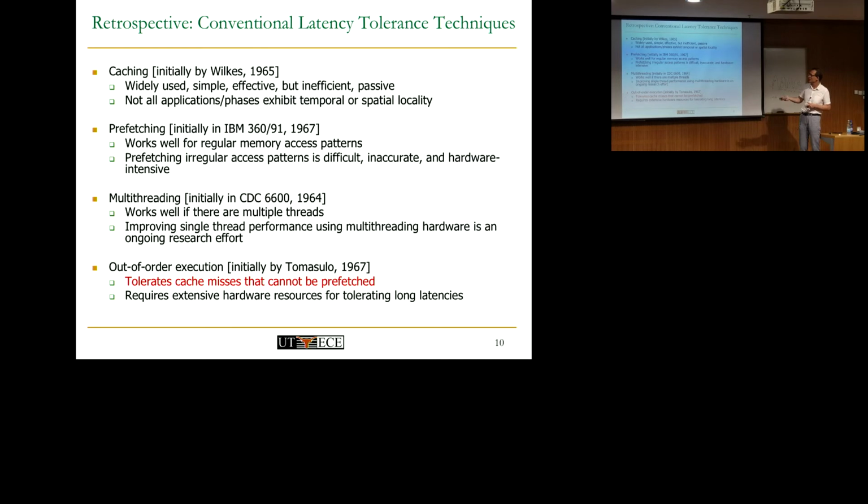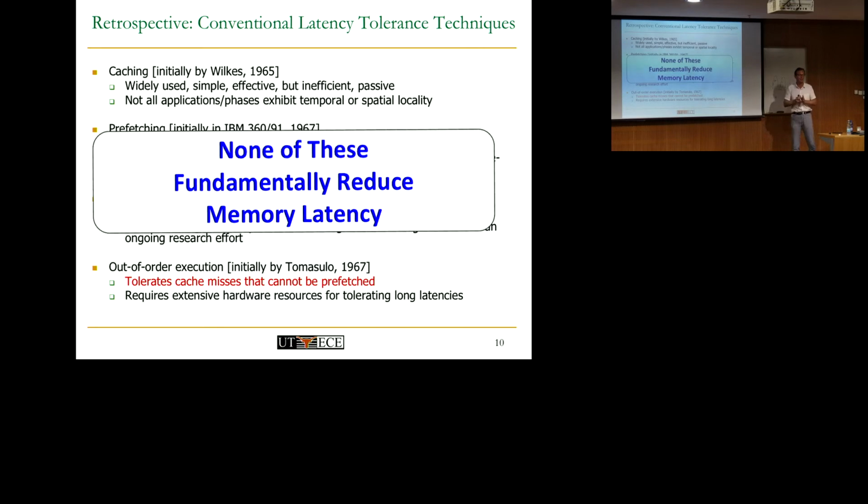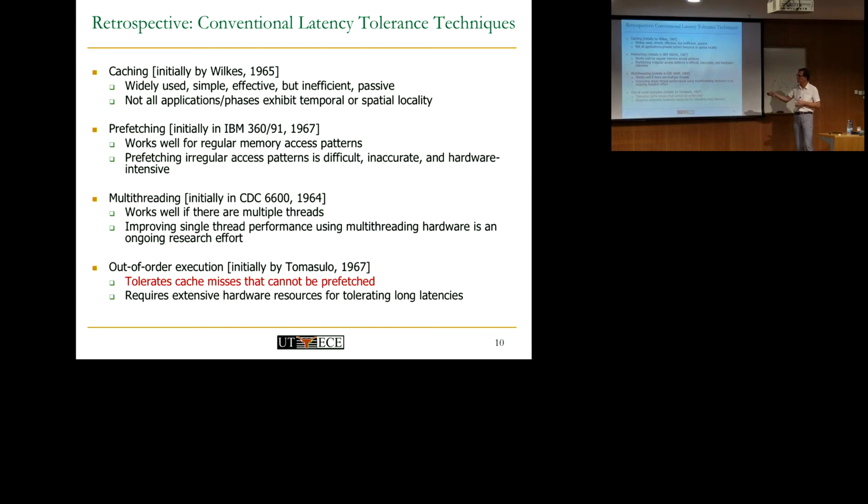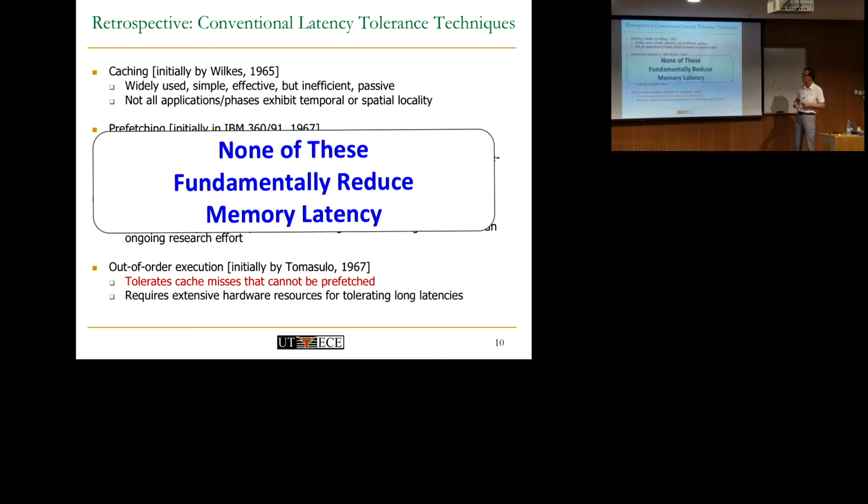But if you look at all of these techniques that we've been developing for more than 50 years, none of them really fundamentally reduce the latency. They're very processor-centric, again. Basically, they're there to tolerate the latency somehow. Caching, yes, it reduces the latency from the processor's perspective, but it doesn't really reduce the latency of where the data really comes from. The access latency, you amortize it over time. Prefetching, same. It's there to tolerate the latency. It reduces the latency from the processor's perspective. Multi-threading definitely doesn't reduce the latency, and out-of-order execution, again, doesn't reduce the latency. They are all latency tolerance techniques.